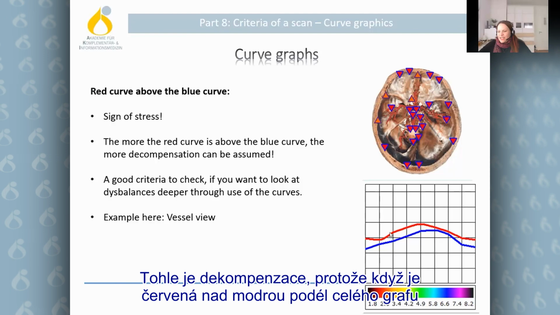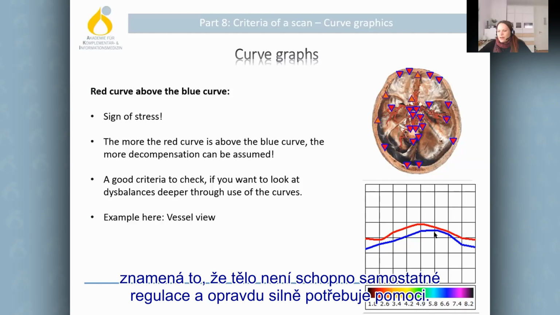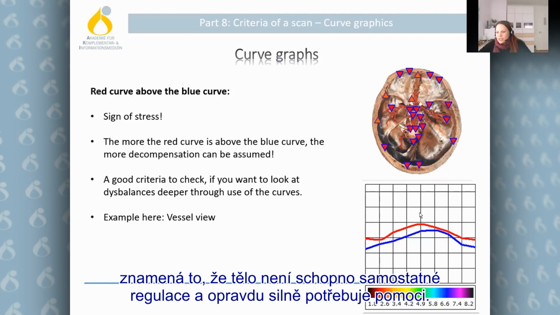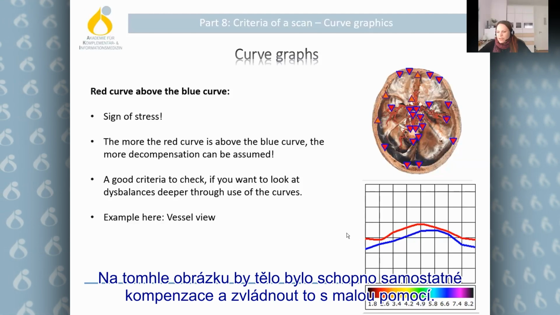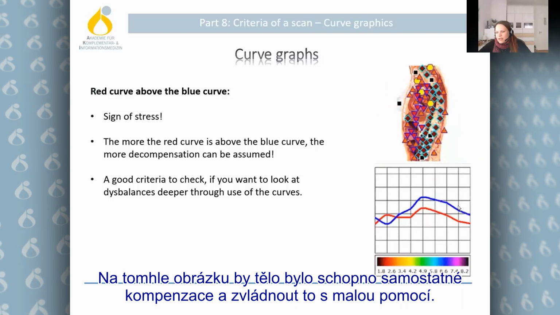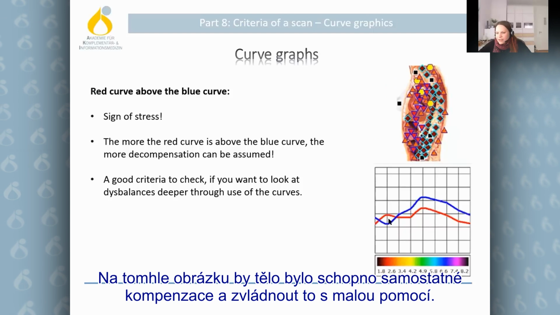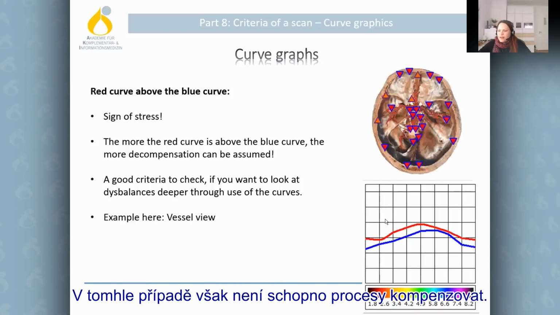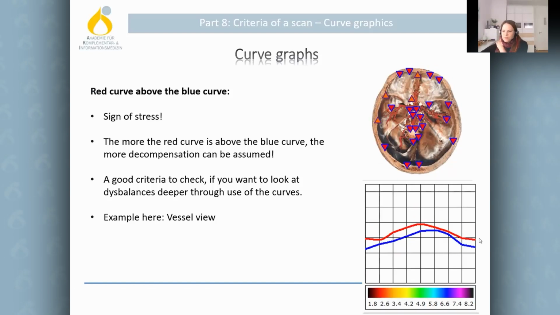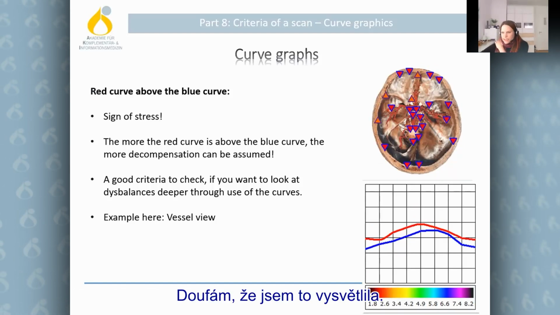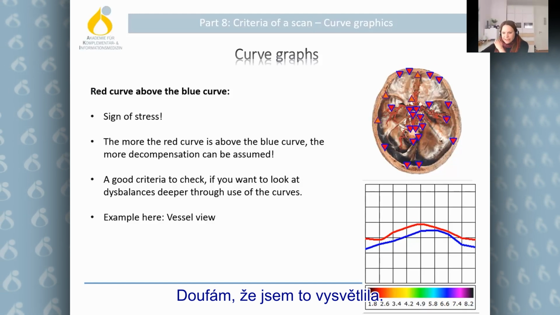So this is a decompensation because when you have red above blue in a full graph, the body is not able to regulate and to compensate again. So this really, really needs help. In this picture, the body is normally able to compensate this, to be able to handle it with a little bit of help. But in this case, it's not able to compensate this process. I hope this answered it. I think so.